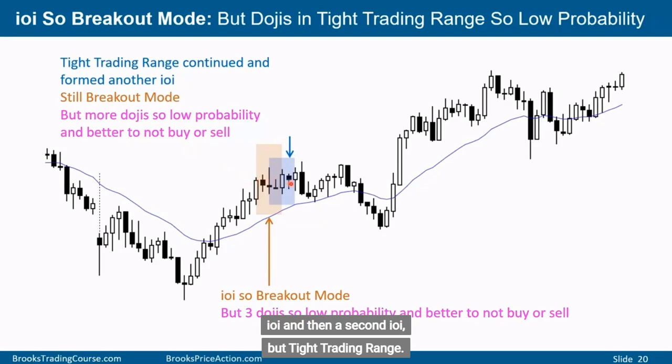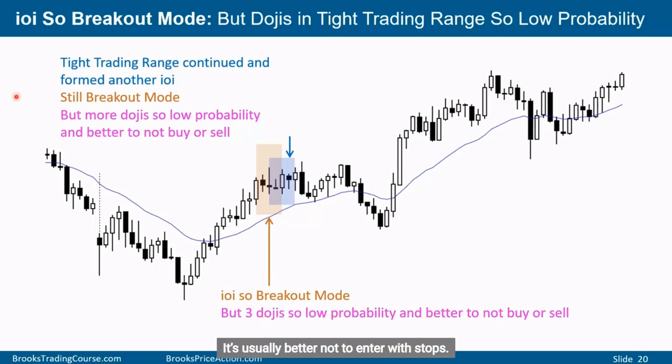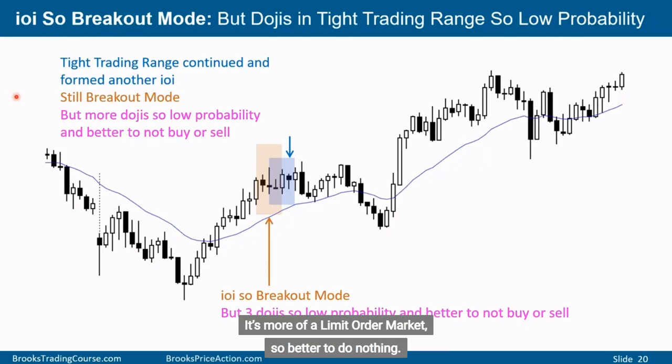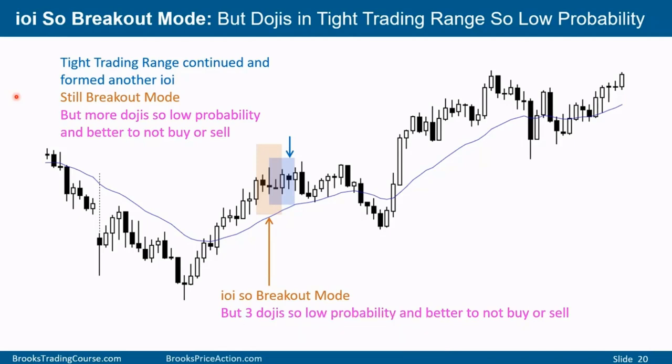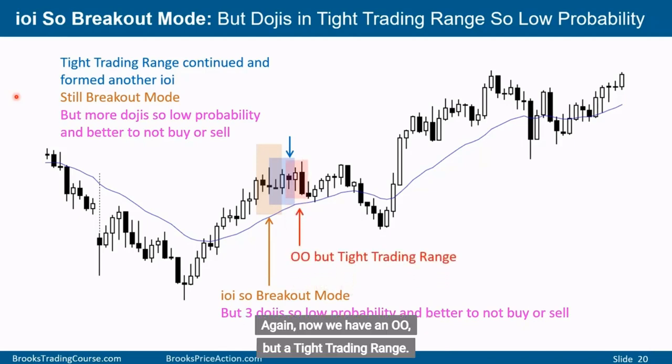IOI, and then a second IOI, but tight trading range. Breakout mode, but breakout mode in a tight trading range, it's usually better not to enter with stops. It's more of a limit order market, so better to do nothing. Again, now we have an OO, but a tight trading range.